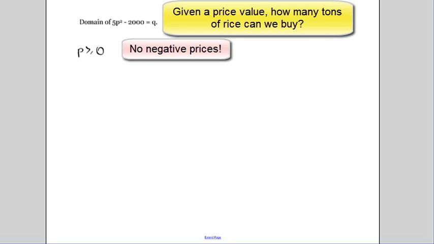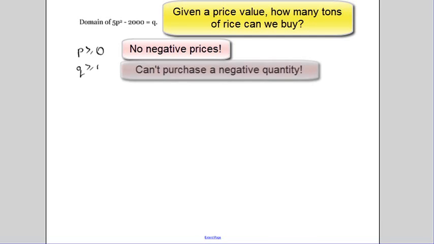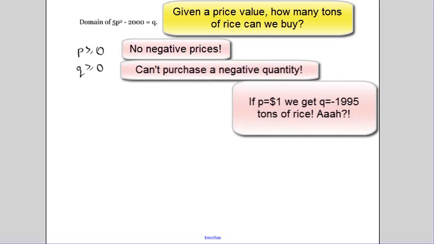Also, when we choose a price, we cannot get a negative quantity in return. So Q must be greater than or equal to 0. In other words, we want a price such that the quantity is greater than or equal to 0. So we need to solve the following function for P.